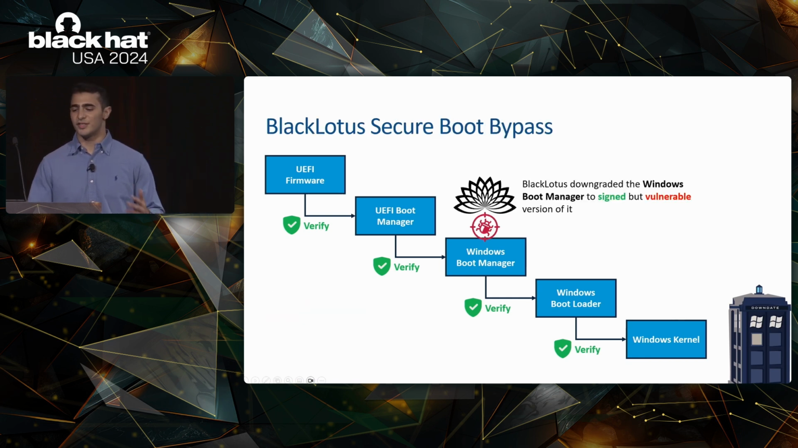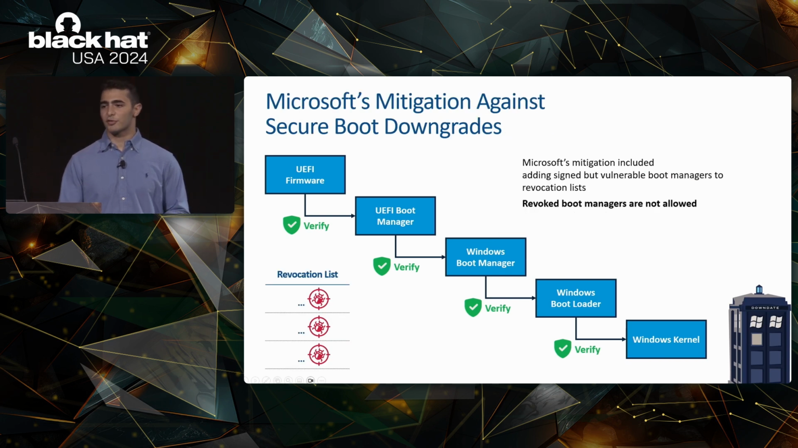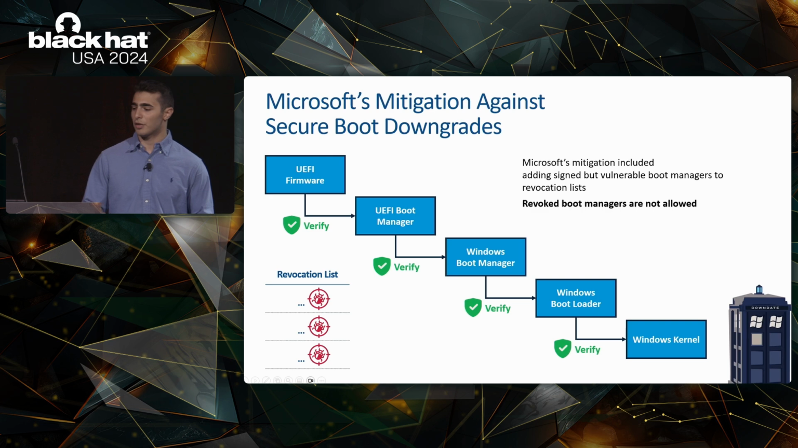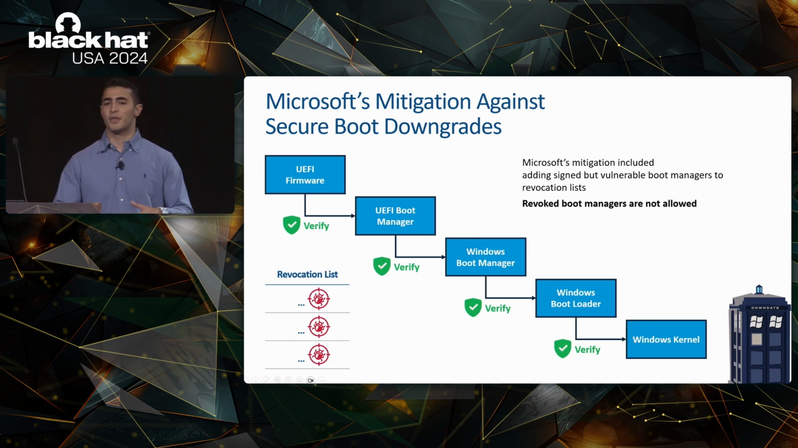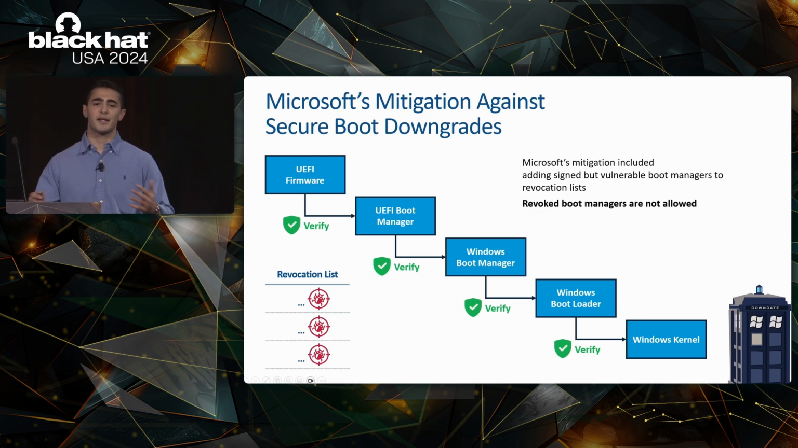Instead, what BlackLotus did was to downgrade the Windows boot manager to a signed but vulnerable version of it. And this allowed it to then exploit a known vulnerability sourced in the vulnerable boot manager to bypass secure boot. Microsoft's mitigation against secure boot downgrades included multiple actions, with the main one being revoking vulnerable boot managers and boot applications, and revoked images are, of course, not allowed to be loaded.